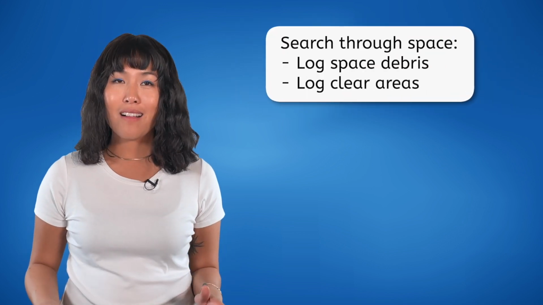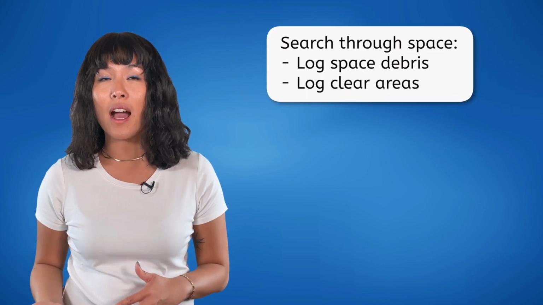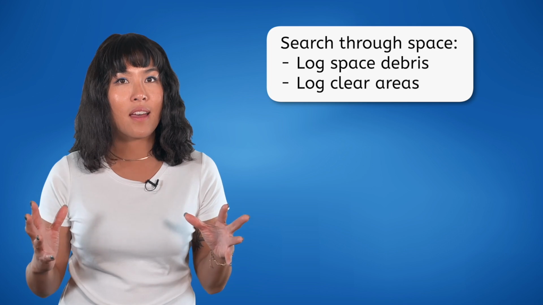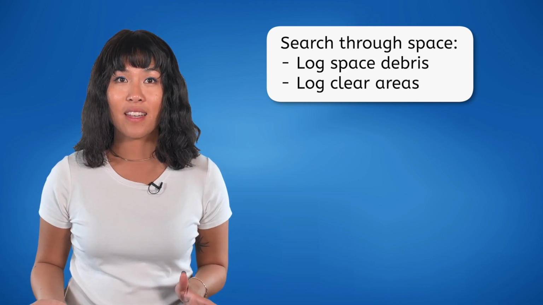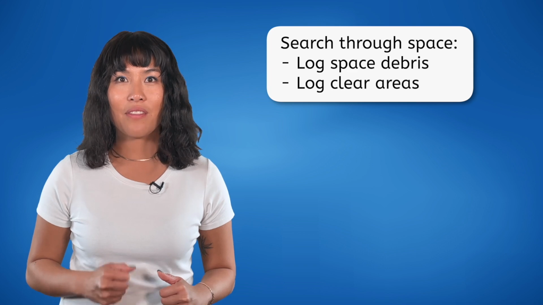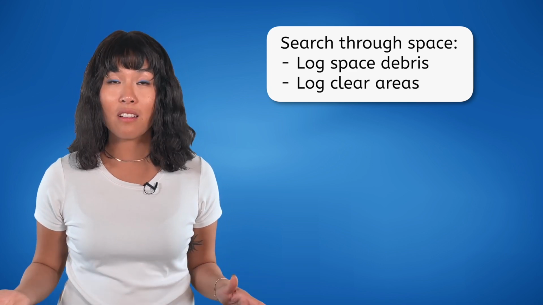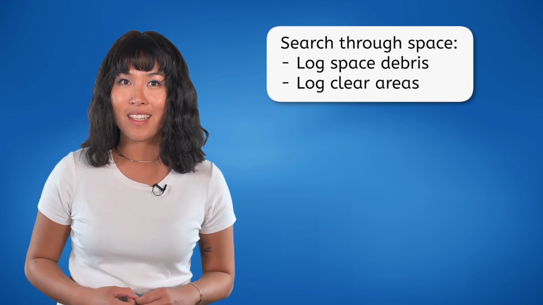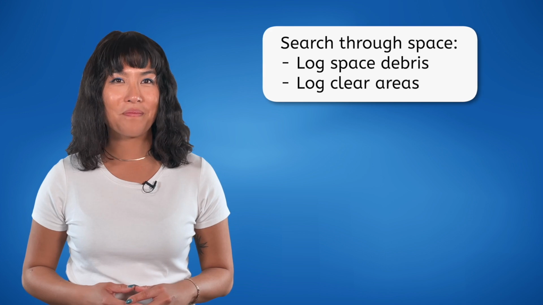Once in a while, I'll get a mission that asks my crew and I to search through space and log what we find. If we find space debris, we log the debris. But if the area we are searching is clear, we log that as well. Here's how we can do that.